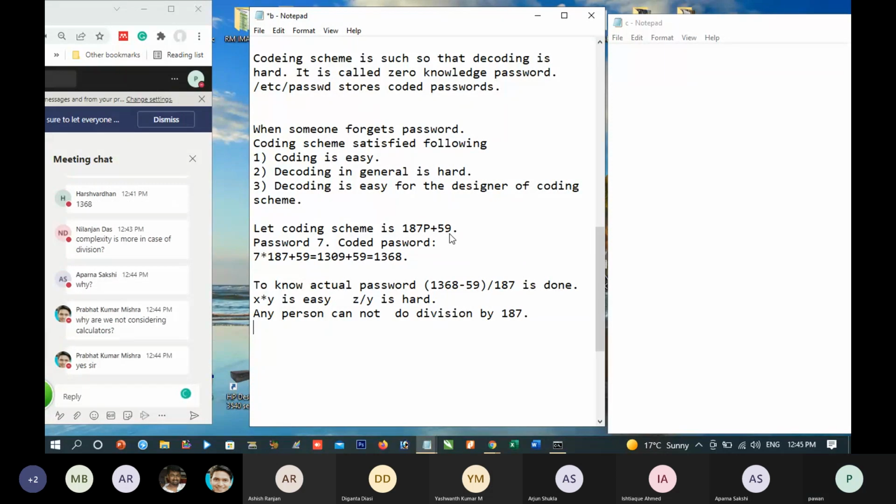Now, is the problem solved? But there is one question which everyone should ask now. How will the system administrator do the decoding if someone forgets the password? How? Administrator.